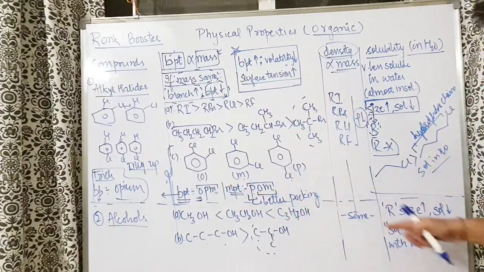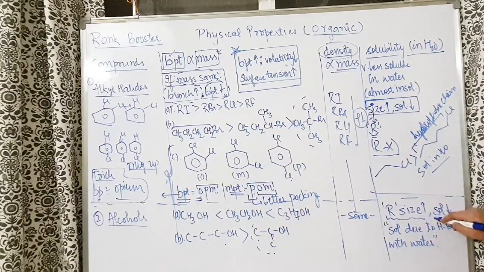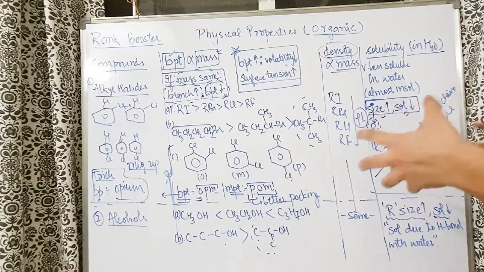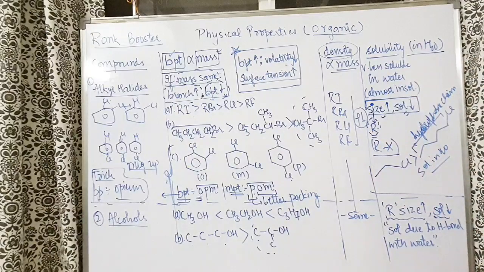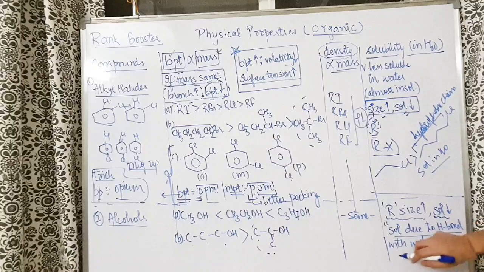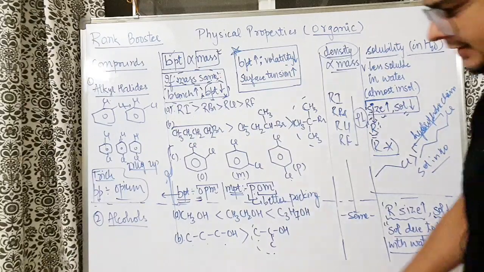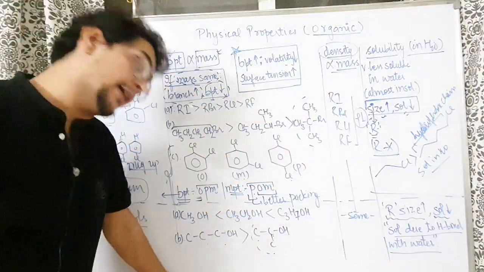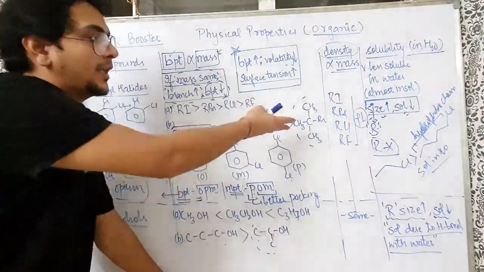What about the alcohol topic? If the R size is more, solubility is less. That's the same: if the alkyl chain is longer, the hydrophobic part is longer, and solubility will be lesser. But the important thing is that for alcohol, the solubility is due to hydrogen bonding with water. They can show hydrogen bonding with water. That is why they are soluble in water, and hence their solubility will obviously be more than alkyl halides.